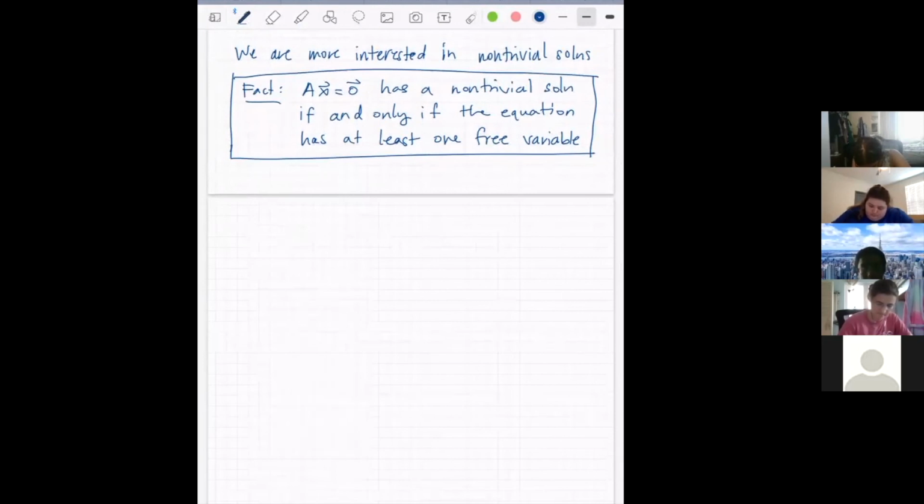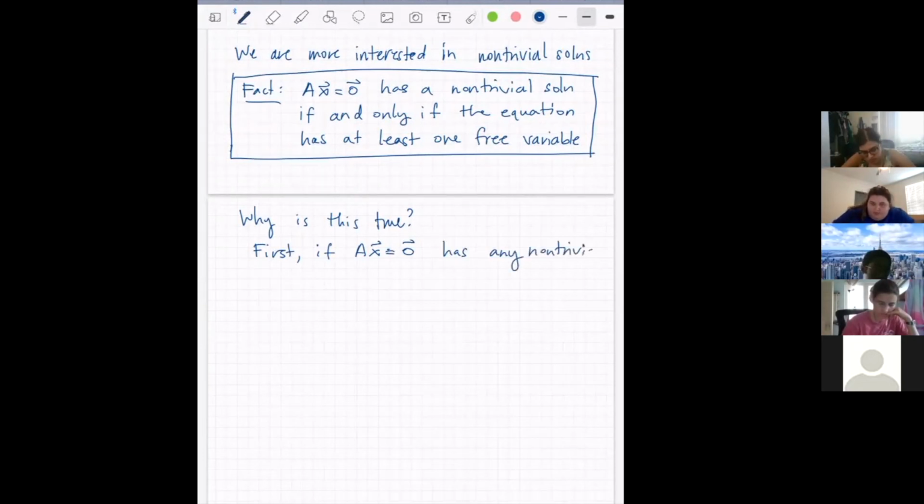Okay, so this is a fact. Let's think about why this might be true. So why is this true? Well, first let's notice for a homogeneous system of equations, if it has any non-trivial solution, so anything other than x equals the 0 vector, it will not be unique.